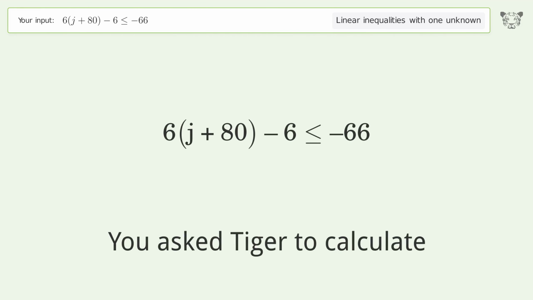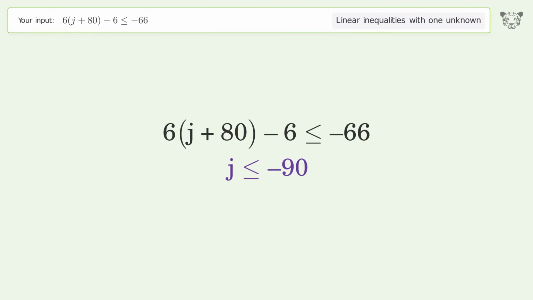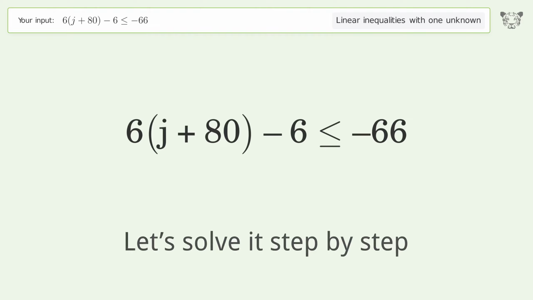You ask Tiger to calculate. This deals with linear inequalities with one unknown. The final result is j equal or smaller than -90. Let's solve it step by step.